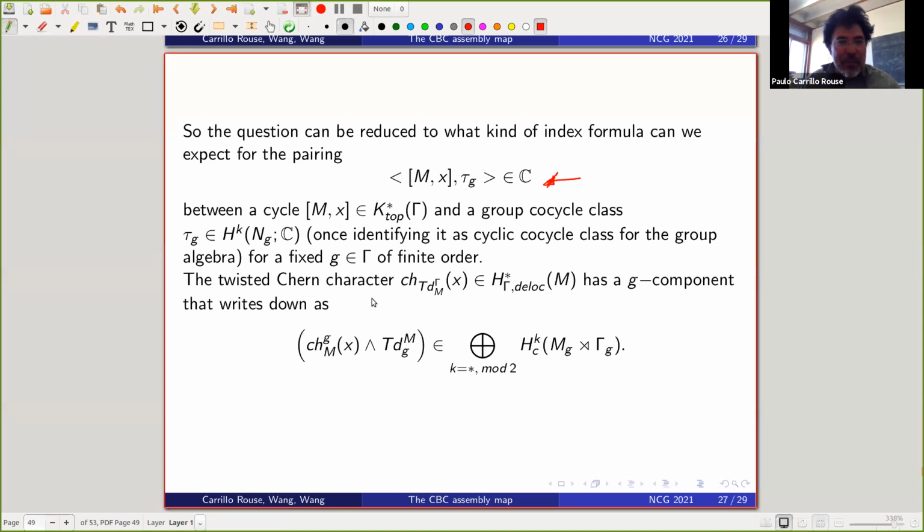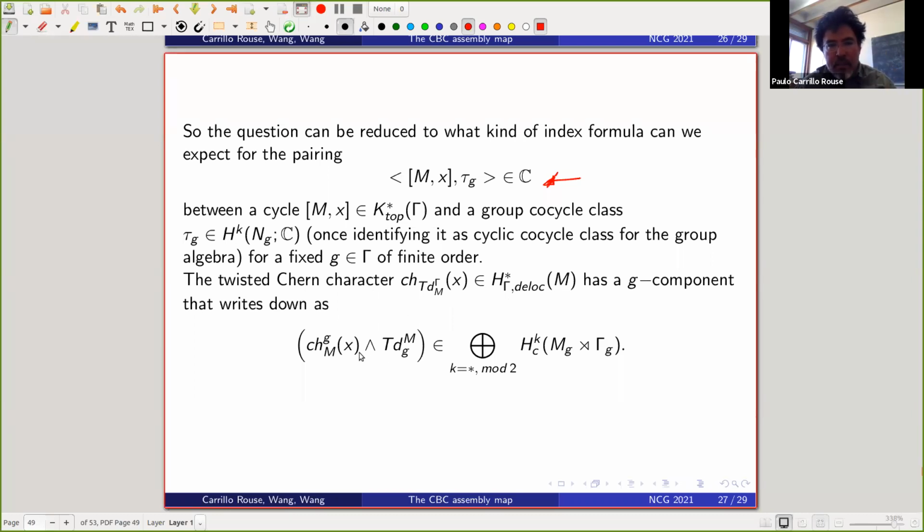So I will say some idea of what the expected formula is and why this is true. Well, at least some idea, because we are still writing down some details. So the twisted Chern character is in fact defined in these groups, and these groups already have G components. So for every G, they are already given in terms of the conjugacy classes.